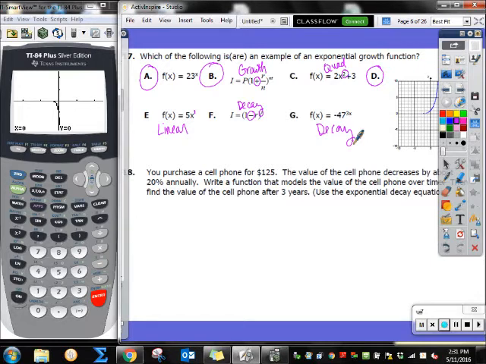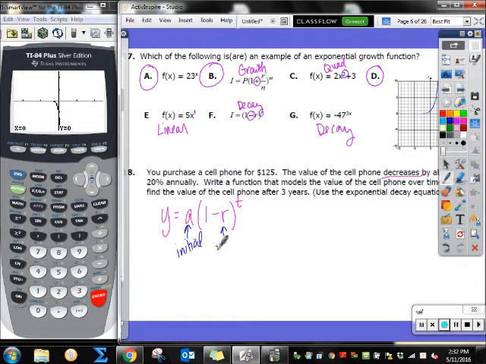Now, it says use the exponential decay equation, so hopefully you took the time to go back and look in your notes or look it up on the internet. That equation is y equals a parentheses 1 minus, in this case, r raised to the t power. It's a minus in this case because it says decreases by 20% annually. Now, just as a reminder, this a is the initial amount.